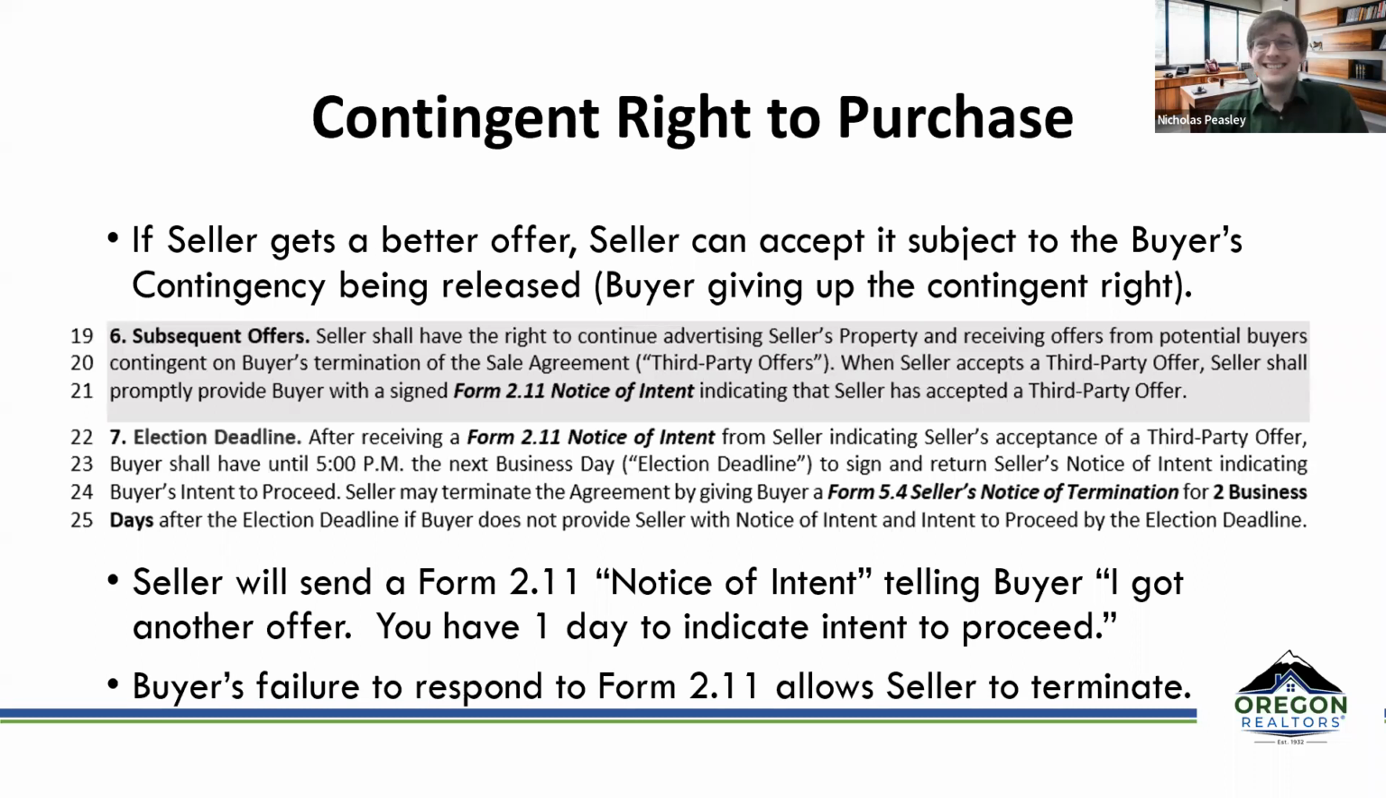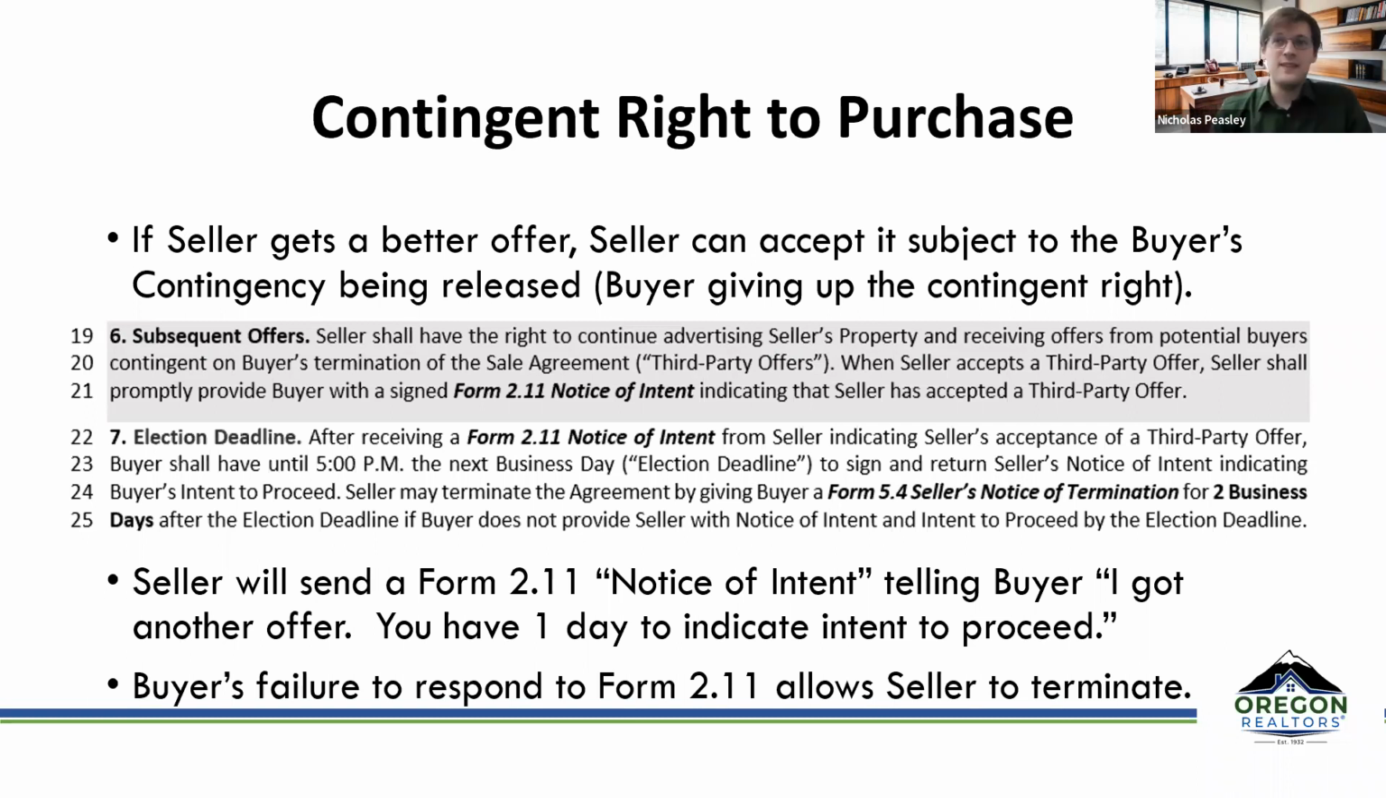If the seller does get a better offer or another offer or an offer that's just less risky, the seller can accept it subject to the buyer's contingency being released. This is the buyer giving up their contingent right. This is where Section 6 comes in, and Section 7, subsequent offers. Seller will be able to advertise. We saw this one earlier. They'll be able to advertise and do all kinds of stuff. They can accept third-party offers.